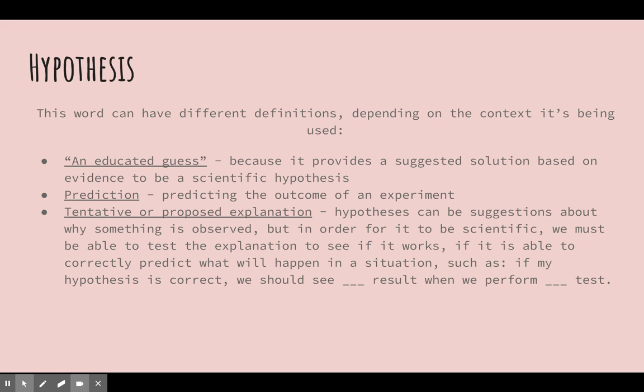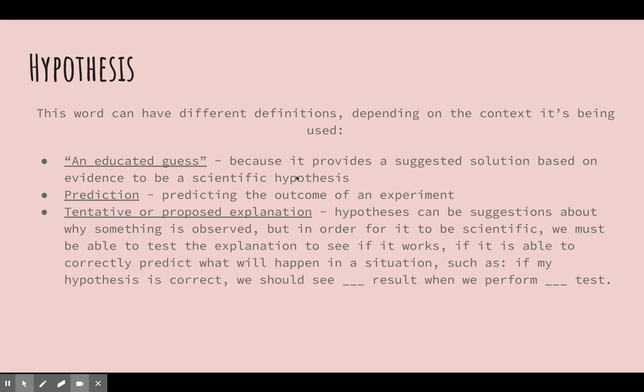So hypotheses can be suggestions about why something is observed, but in order for that statement to be scientific, it must be able to be tested to see that it works. So if it is able to correctly predict what will happen in that situation, such as, if my hypothesis is correct, we should see blank result when we perform blank test. Those would be examples of a tentative or proposed explanation.